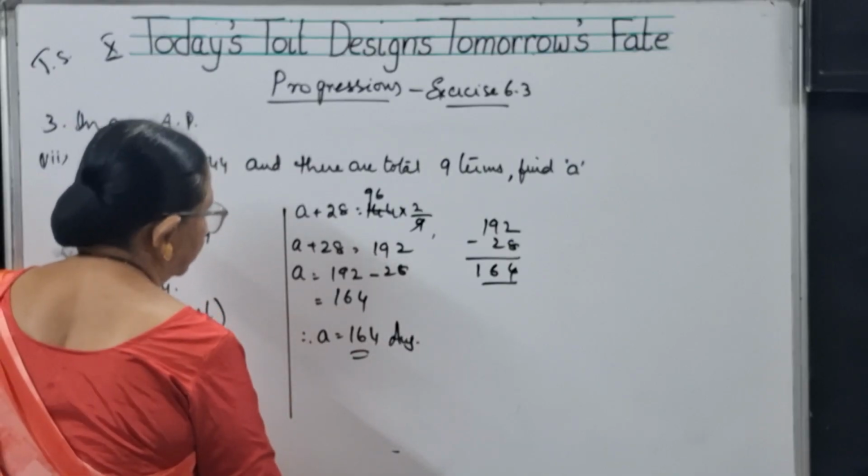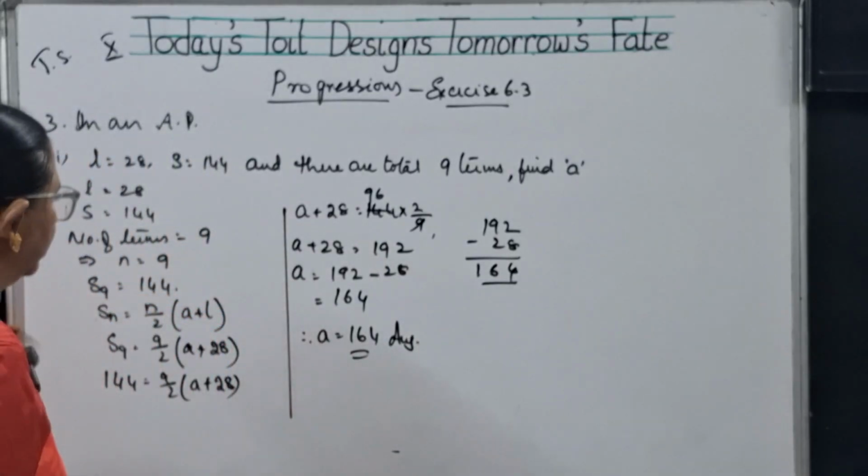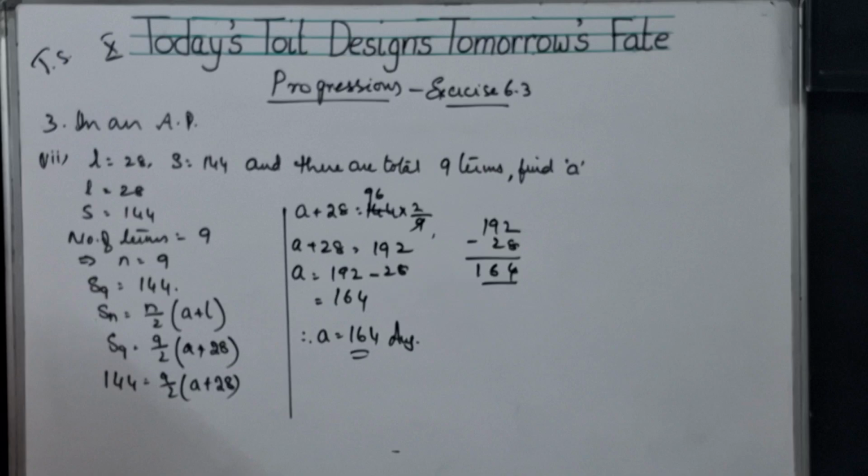Only this they have asked you to find out. So you can find out in this way. Let me explain this to you children. In this, the last term they have given is 28. The sum of the terms as 144 they have given and there are a total of 9 terms. They said number of terms 9. Number of terms 9 means n is 9. n is 9 means what? S9 is 144.